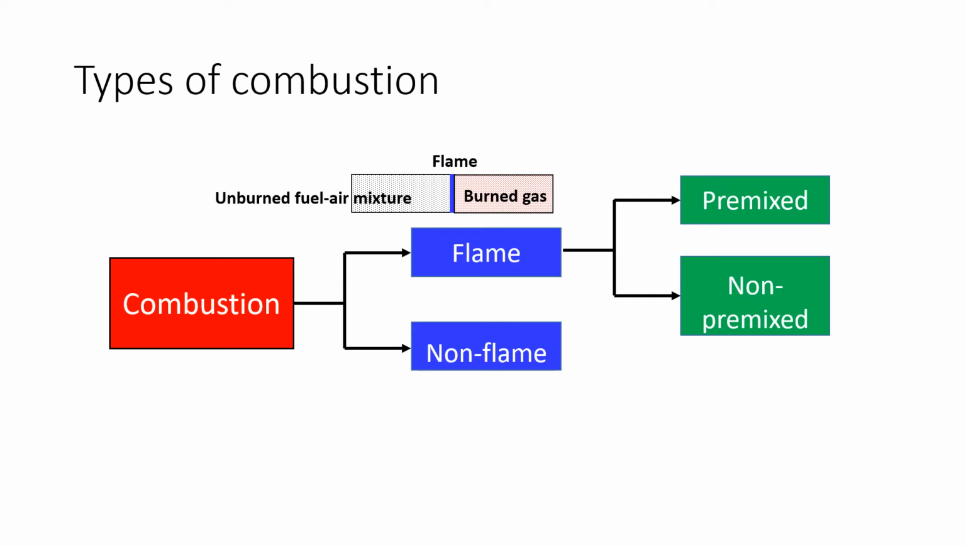In premixed flames, fuel and oxidizer are mixed at molecular level prior to any reaction. Spark ignition engine is an example of a premixed flame. Non-premixed flames are also called diffusion flames. The fuel and the oxidizer are separated. The reaction only occurs at the interface between the fuel and the oxidizer. At the interface, both mixing and reaction take place. For example, we can think of a burning candle.